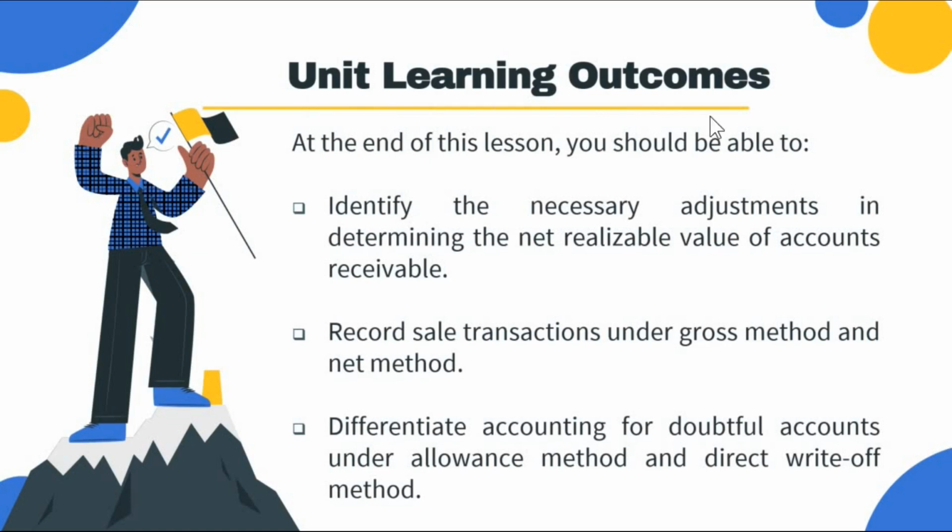These are our unit learning outcomes. At the end of this lesson, you should be able to identify the necessary adjustments in determining the net realizable value of accounts receivable. Second, record sale transactions under gross method and net method. Third, differentiate accounting for doubtful accounts under allowance method and direct write-off method.